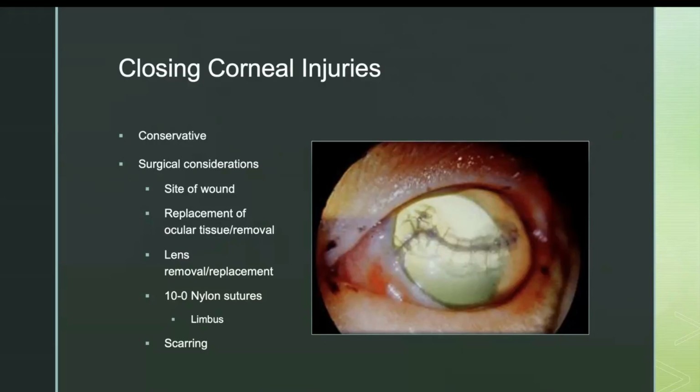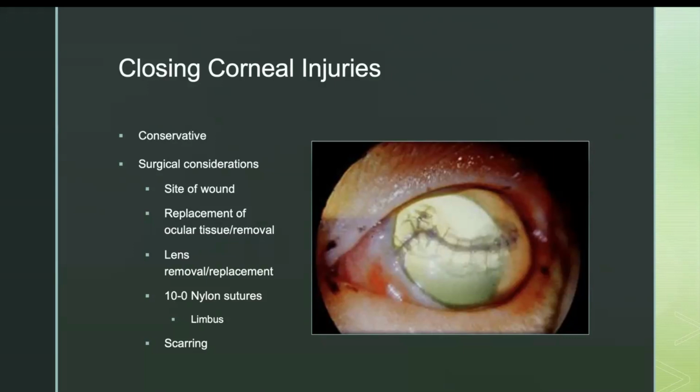So what do you consider? Firstly, where is the wound? Does it cross the visual axis? Does it involve the limbus? What sort of shape is the wound? Is it a really clean, simple, straight wound that was done with something sharp? Does it have jagged edges? And then is there any ocular tissue that's actually come forward? So has the iris prolapsed? Has the lens come forward?